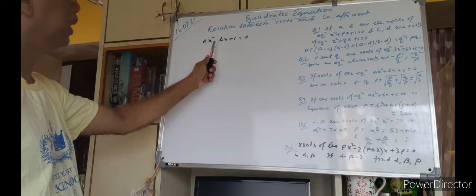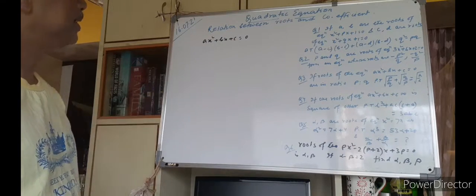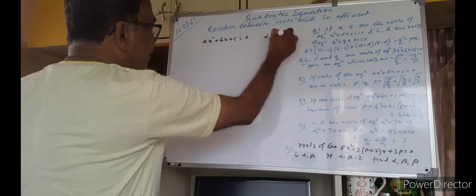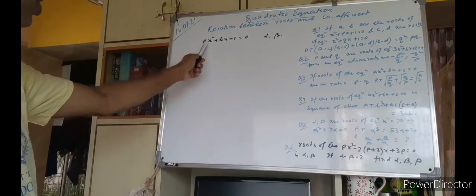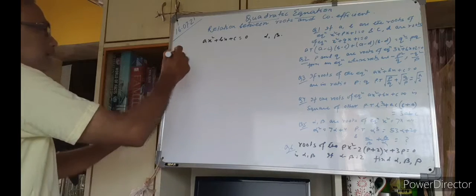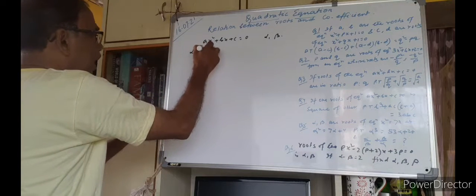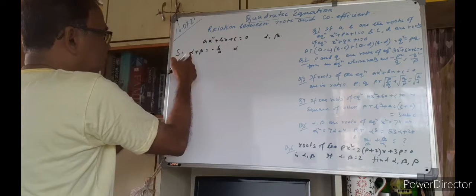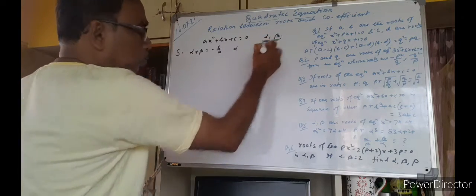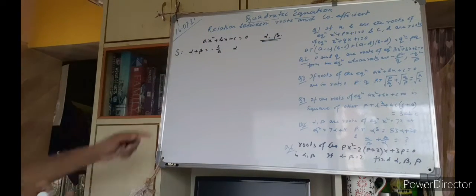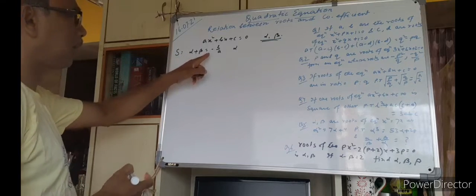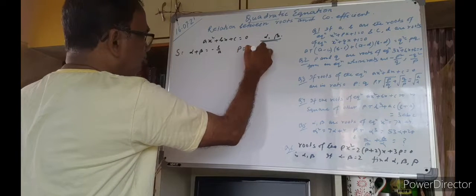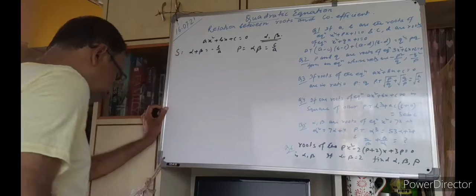Here a and b are the coefficients of x and c is a constant. If alpha and beta are the roots of the equation, that is, the solutions of this equation, then the sum of the roots, alpha plus beta, is minus b by a, and the product of the roots, denoted by p, that is alpha beta, is c by a.